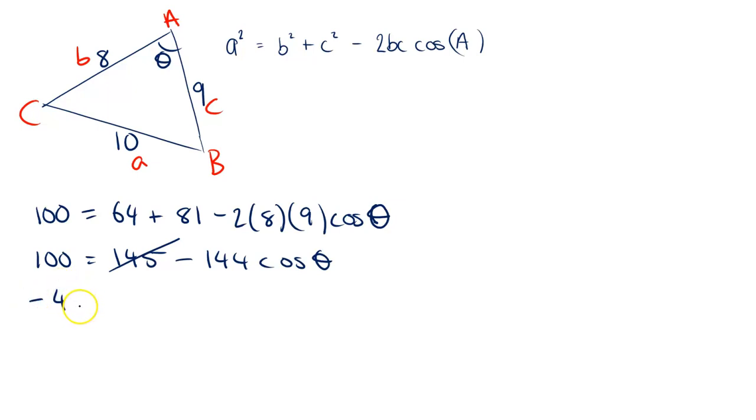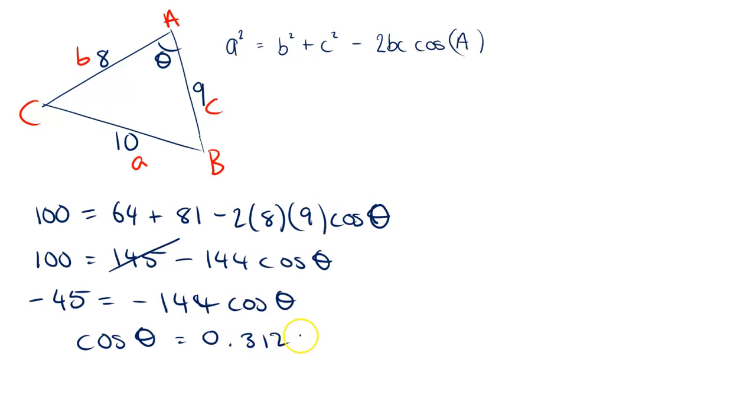So 100 subtract 145 is going to be minus 45. And this is equal to 144 cosine of theta. Now I'm going to do negative 45 divided by negative 144 to work out what cosine of theta is. And in this case, this is 0.3125.